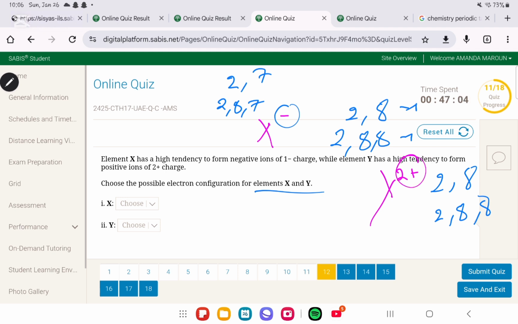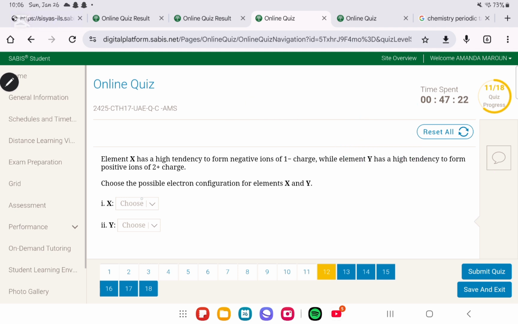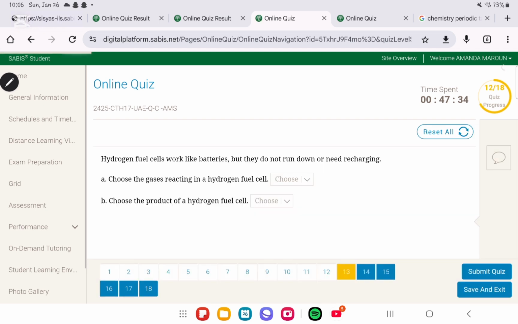Here it had to lose 2 electrons in order to have the configuration of a noble gas. So it could be 2,8,2 or 2,8,8,2. It could be either of these two. If we open our answers and check, here we have 2,8,7 and 2,8,8,2. Okay, so we move on to question number 13.